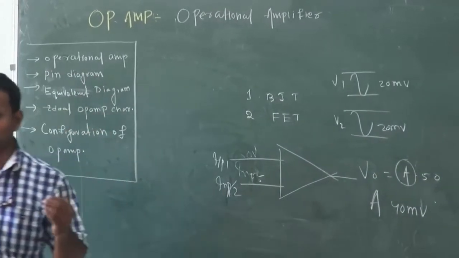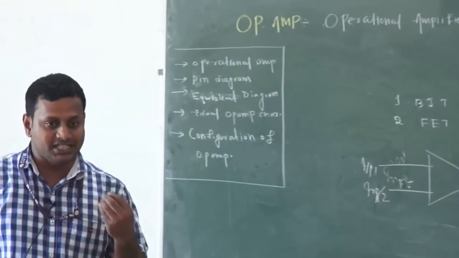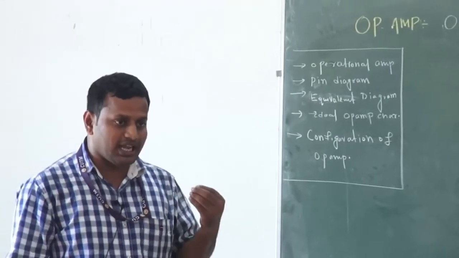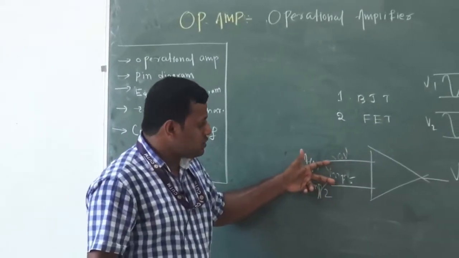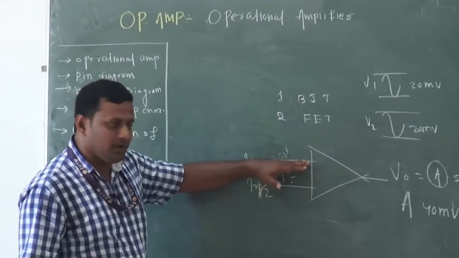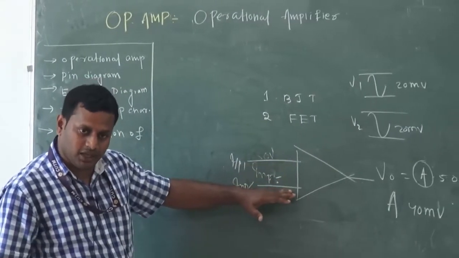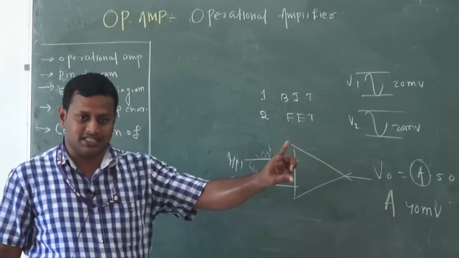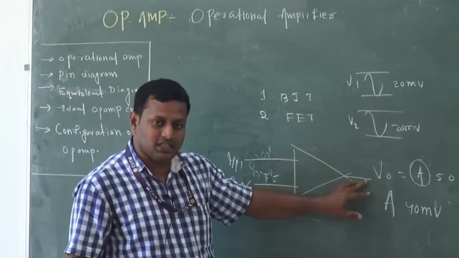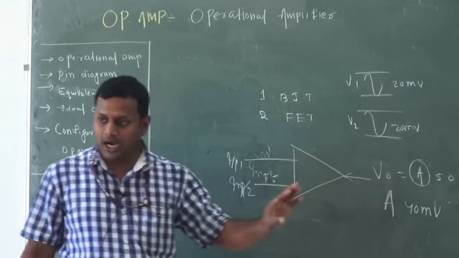The operation means it is doing some manipulation on signals. Whatever input signal I am applying, the op-amp has two input terminals, one terminal for input and another terminal also for input. And in the output it has another terminal, pin number 6. At pin number 6 I have to collect my output.